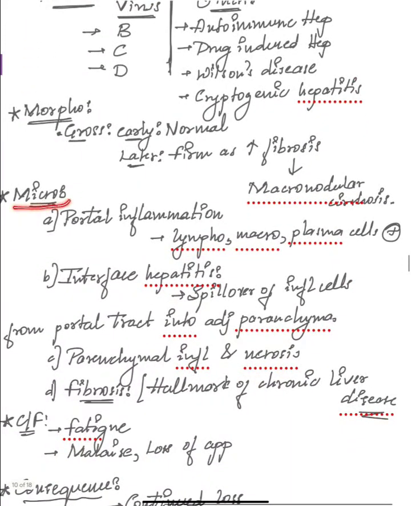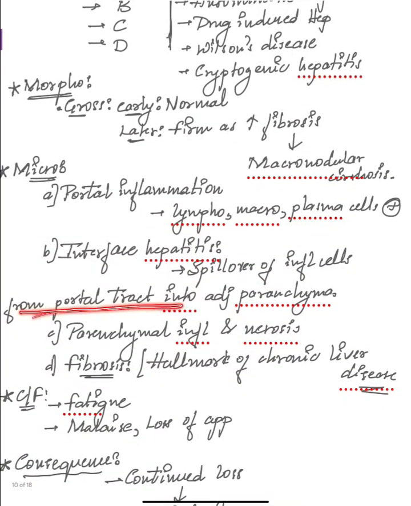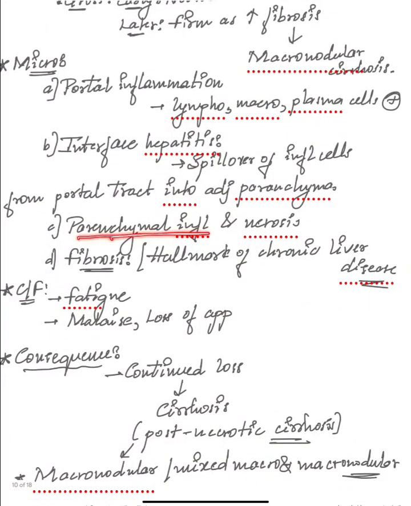Coming to microscopy of chronic hepatitis, it shows portal inflammation where there will be presence of lymphocytes, macrophages, and plasma cells. In interface hepatitis, there is spillover of the infiltrated cells from the portal tract into the adjacent parenchyma. Parenchymal inflammation and necrosis are present, and there is fibrosis, which is the hallmark of chronic liver disease.